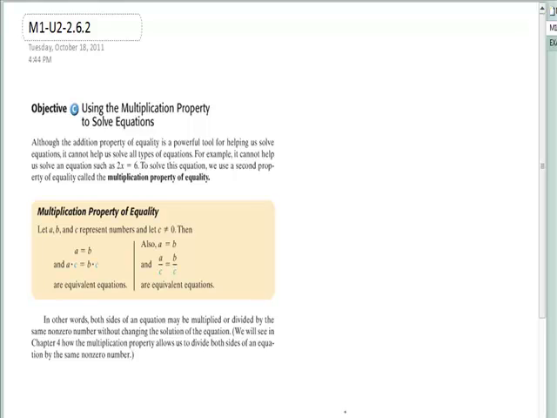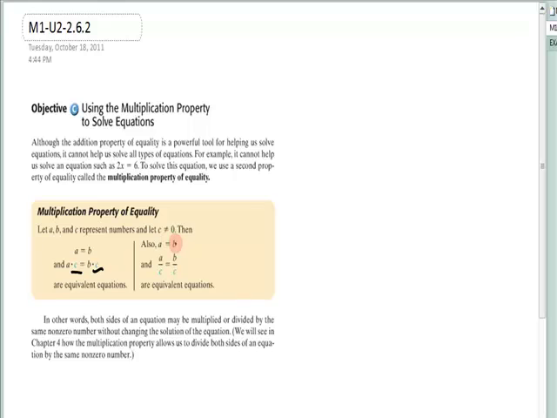In our last video, we looked at using the addition property to solve equations. Now, we're going to look at what's called the multiplication property to help solve equations. Once again, if you have an equation that says the left side is equal to the right side, you can multiply both sides of the equation by any number and you will get an equivalent equation.